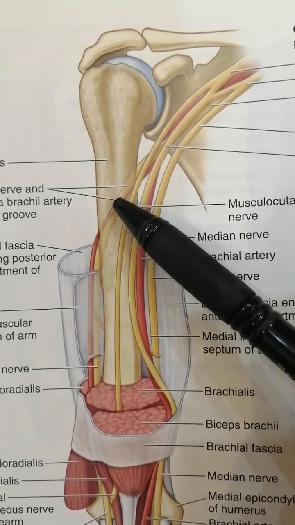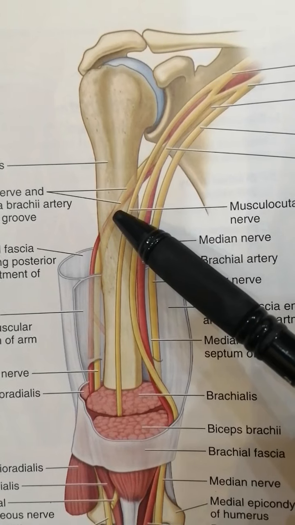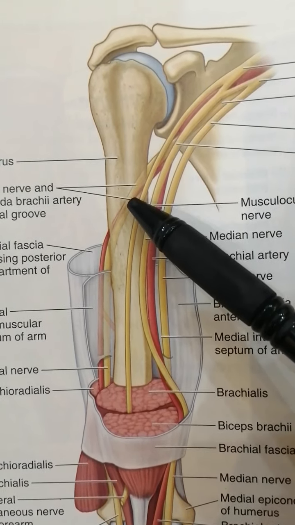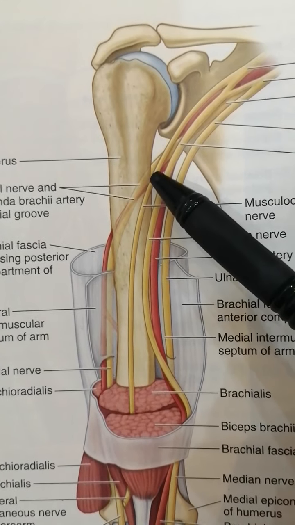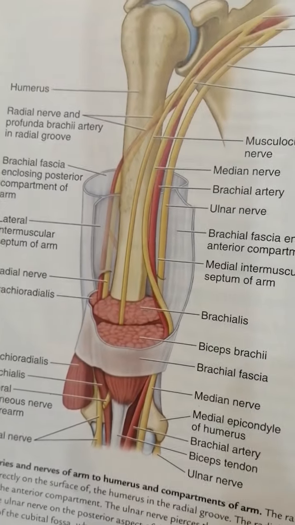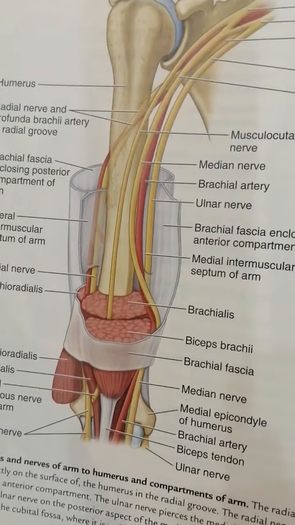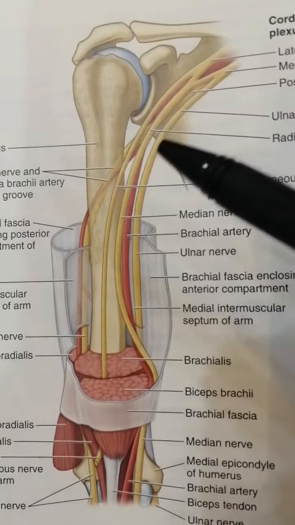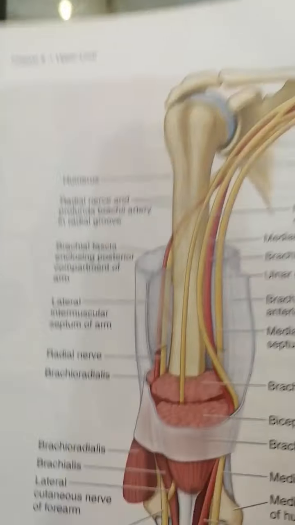ठीक है? The relation is that it enters the arm posterior to brachial artery. You can see it passes posterior to brachial artery. यहाँ पर ये this lies medial to the humerus and then anterior to the long head of triceps brachii. This is the relationship when it enters into the arm.